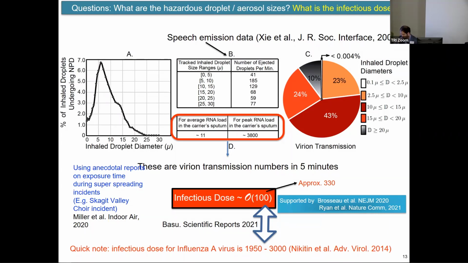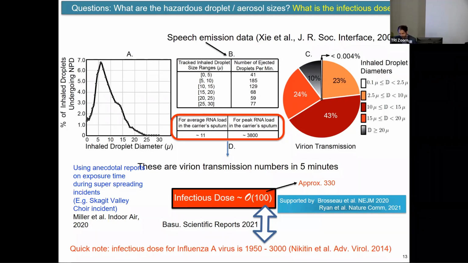So at the very center there, those are some numbers. For example, if the host has a mean viral load in the sputum, for 5 minutes of exposure, the exposed individual would have 11 variants landing at the nasopharynx from our in silico data. And if the host has a peak viral load, then around 4,000 variants would land at the nasopharynx of the exposed subject.